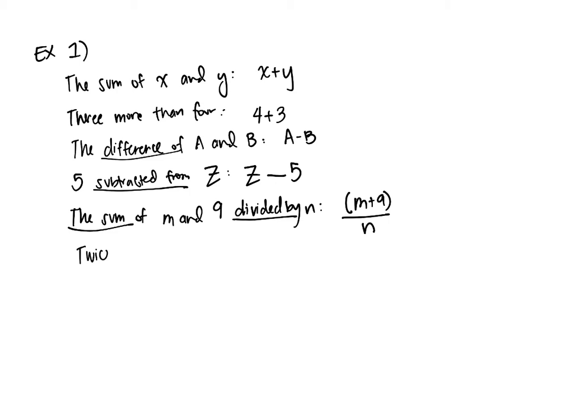For the next one, we have twice the sum of s and t. And again, I see that sum, so that indicates I'm going to put s plus t within parentheses. And twice just means 2 times that. 2 times s plus t.